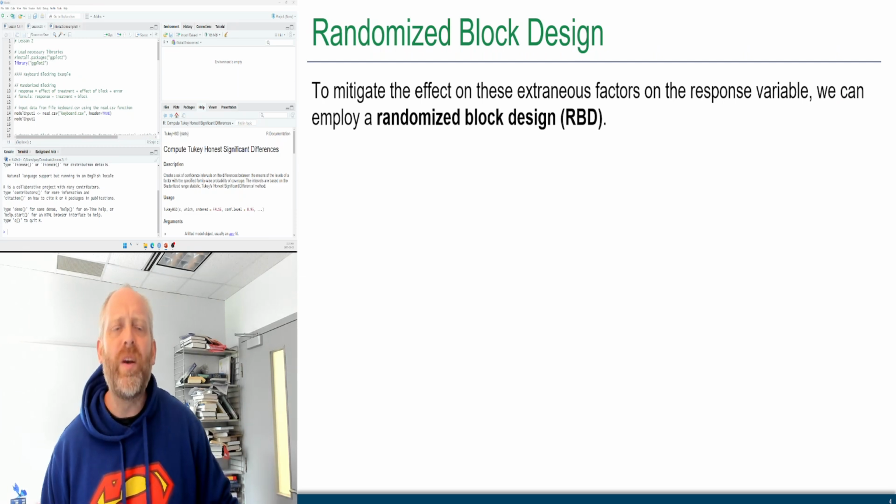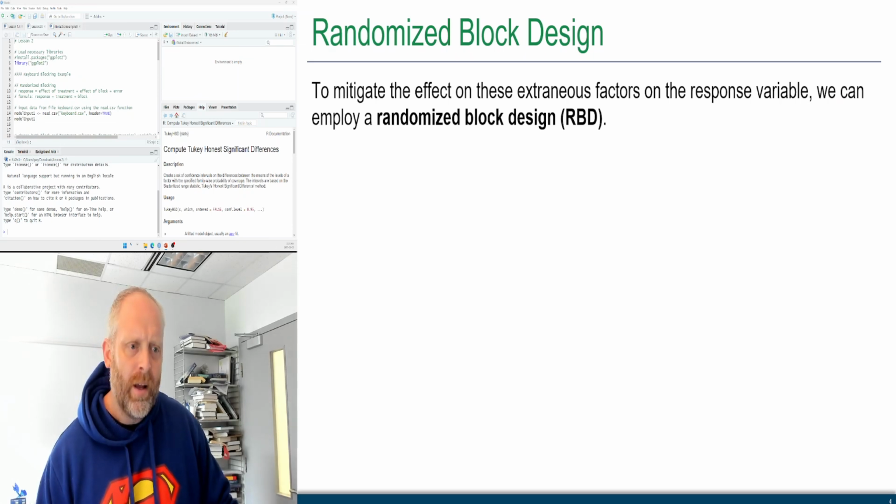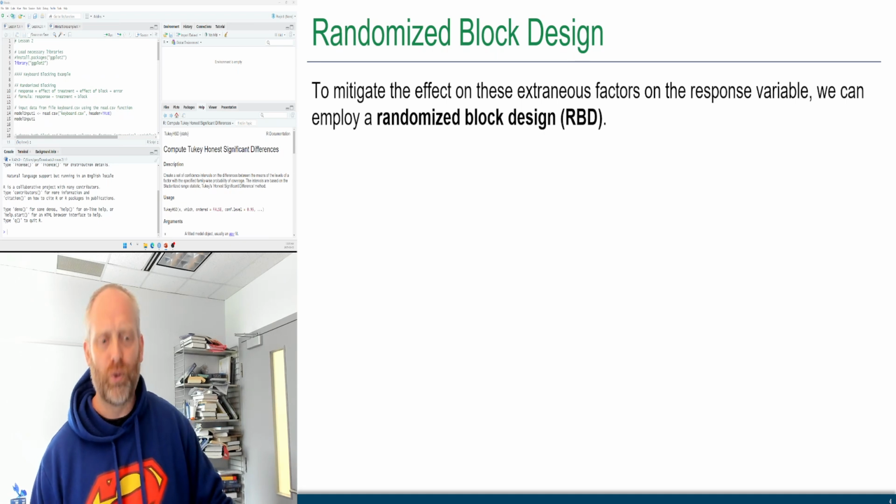Okay, so how do we correct for this variability or this bias that we've now added into the experiment? To mitigate the effect of the extraneous factors on the response variable, we employ what's known as a randomized block design, or RBD for short.